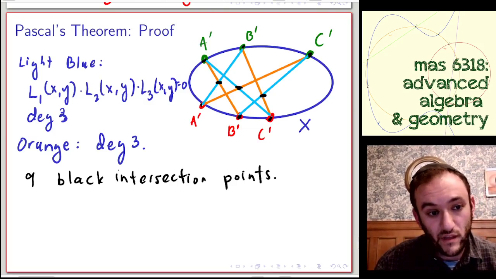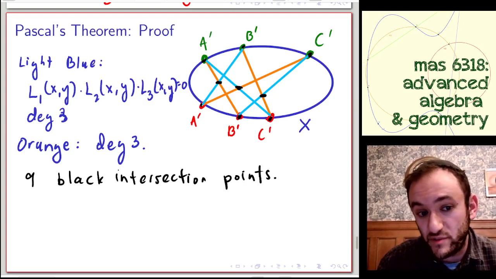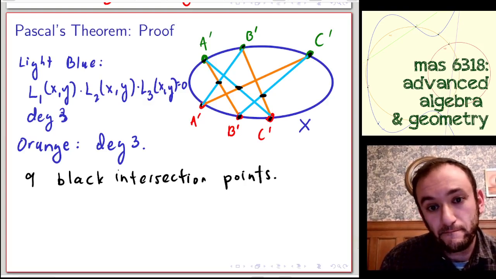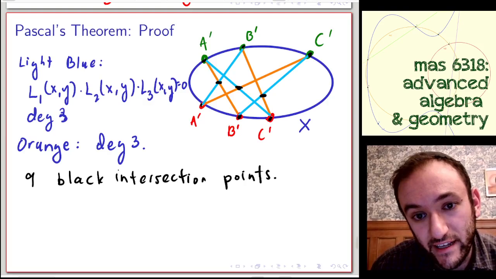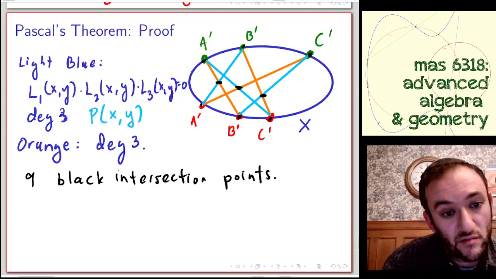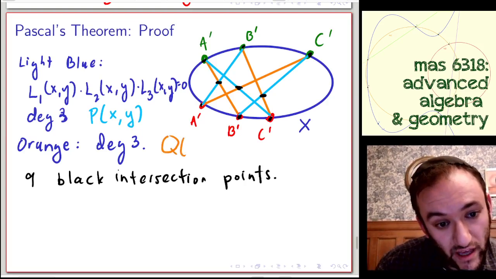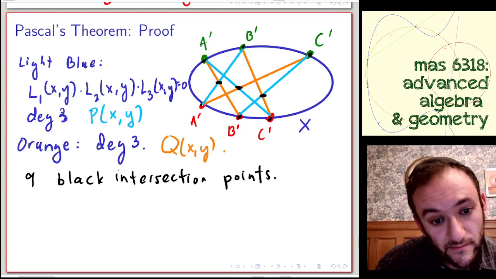Okay, so Bézout's theorem tells us that should be it. There shouldn't be any more intersection points between orange and blue. And while we're at it, let's write a polynomial describing each of these curves. P of xy will describe the light blue lines, and Q of xy will describe the orange lines.